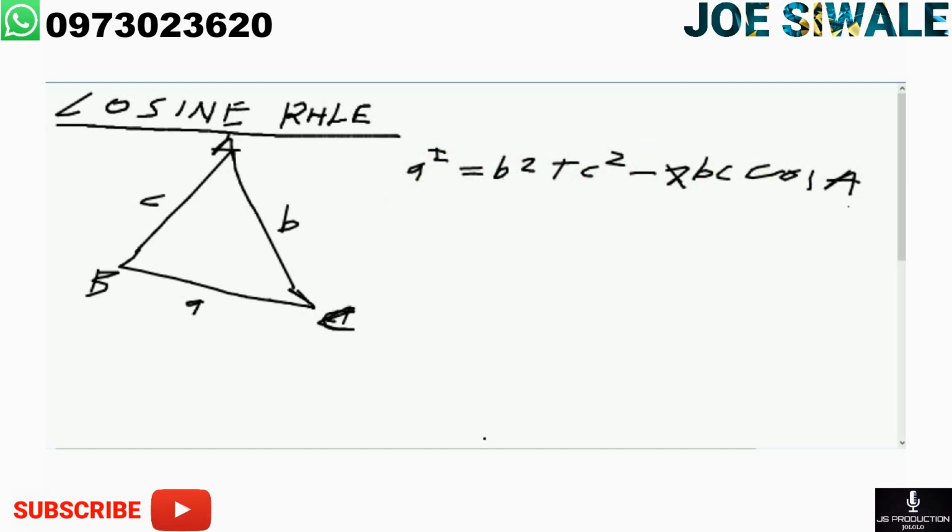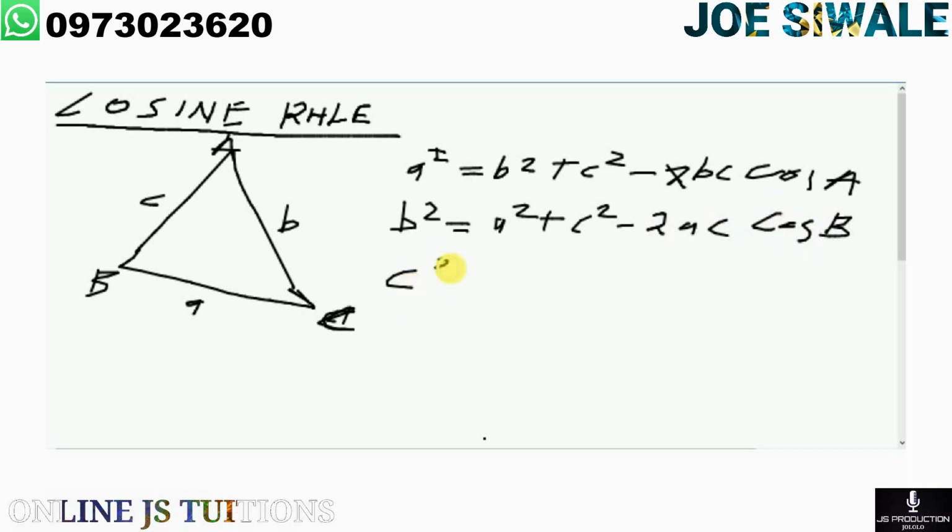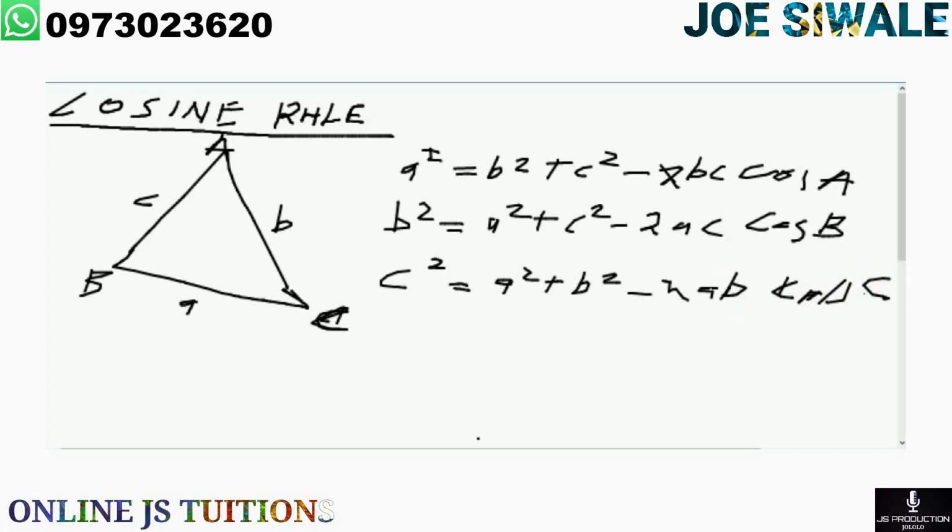Then the other formula that we use, we say b squared is equal to a squared plus c squared minus, in this case, 2ac cos B. Then the other formula that you can use is c squared is equal to a squared plus b squared minus 2ab cos C. So this is the other formula that we can use. So these are the formulas that you need to know.